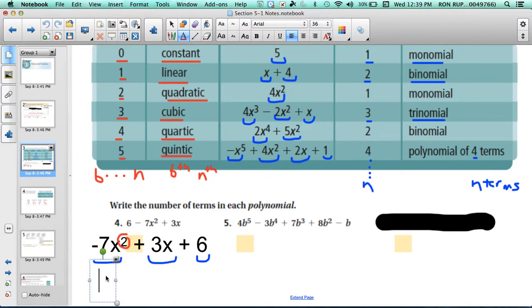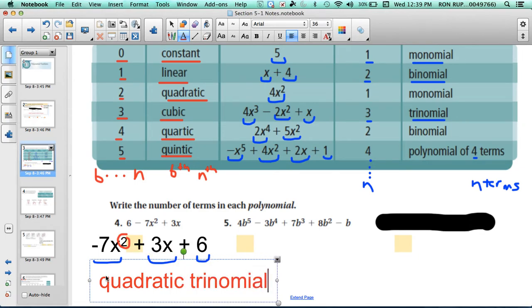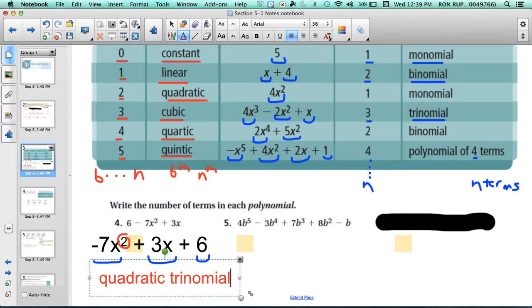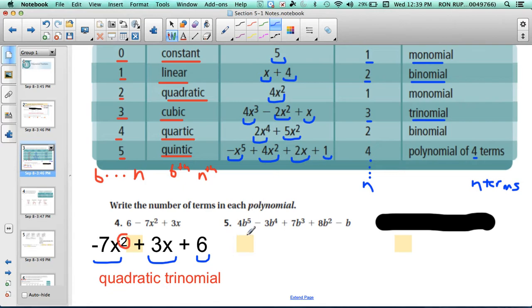This is a quadratic trinomial. That is how I expect you to classify this if you want credit in this class. Here, it's already in standard form, 5, 4, 3, 2, 1, so we don't have to rewrite it in standard form. We just have to look at the number of terms, 1, 2, 3, 4, 5. And we need to look at the degree of the leading term, also 5.